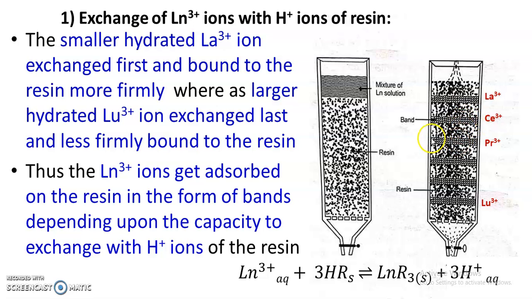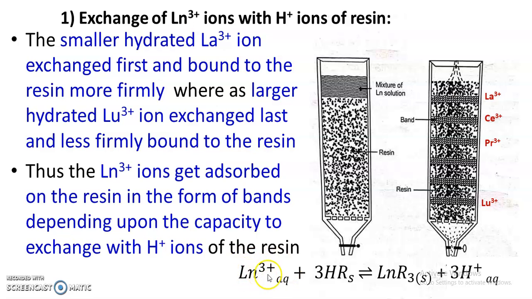So accordingly there is a formation of various bands, and at the end, being a larger hydrated size, lutetium plus 3 has a less tendency of exchange, and therefore its band will be at the end, or the last band will be for lutetium plus 3. And this is the exchange equilibrium.